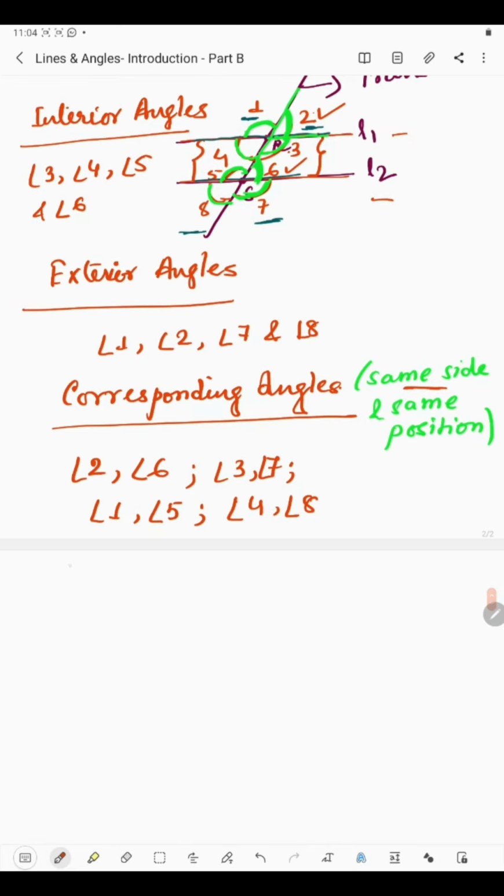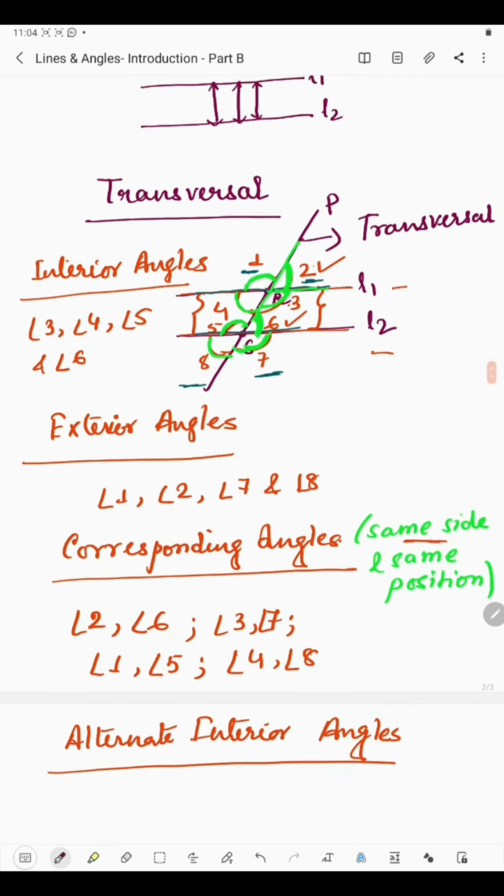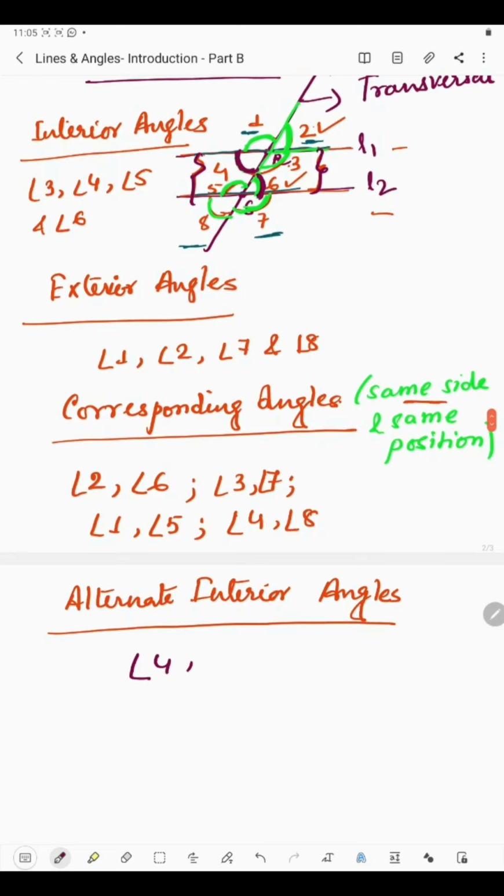Now next we have alternate interior angles. Interior means inside, alternate means if you take the left side, then another angle you will have to take on the right side. So this is the inside portion, isn't it? Now if you take this angle, then the other interior angle will be this, because we are taking one on the left and another angle should be on the right. So it will be angle 4 and angle 6.